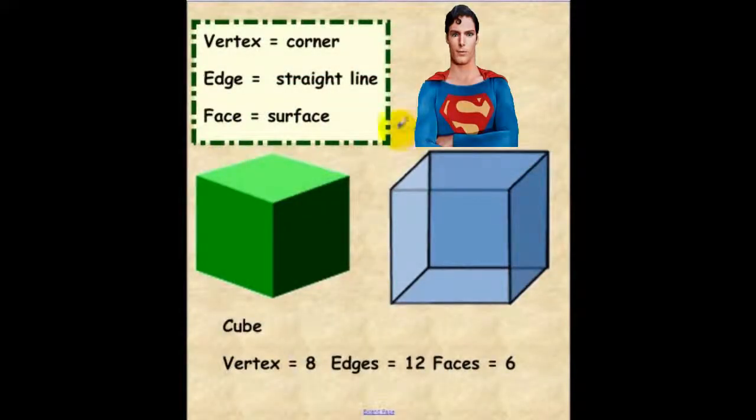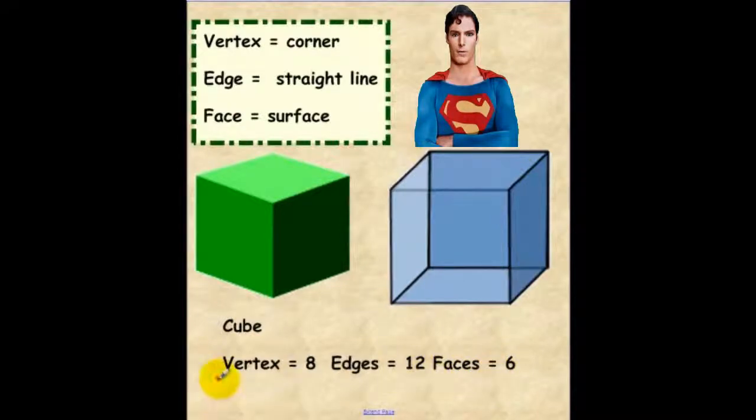Okay, boys and girls, what we're going to talk about today, and the first one is a 3D cube. You'll notice that we have a vertex, which is equal to a corner, an edge, which is a straight line, and a face, which is a surface. You'll notice that I provided for you a solid cube here and a three-dimensional cube on this side that's opened up. Now below we have a cube. It's equal to 8 vertex, 12 edges, and 6 faces.